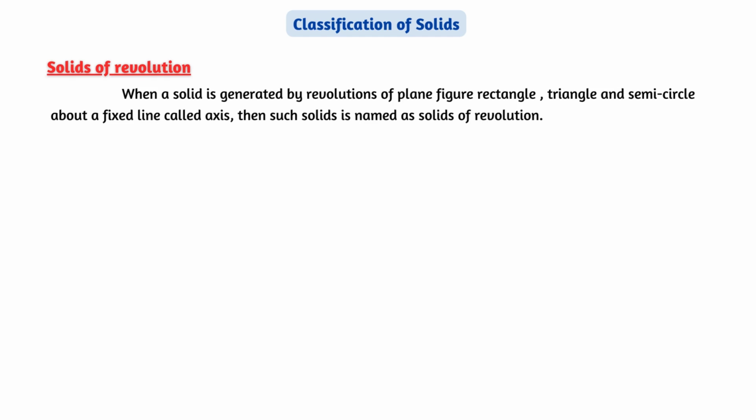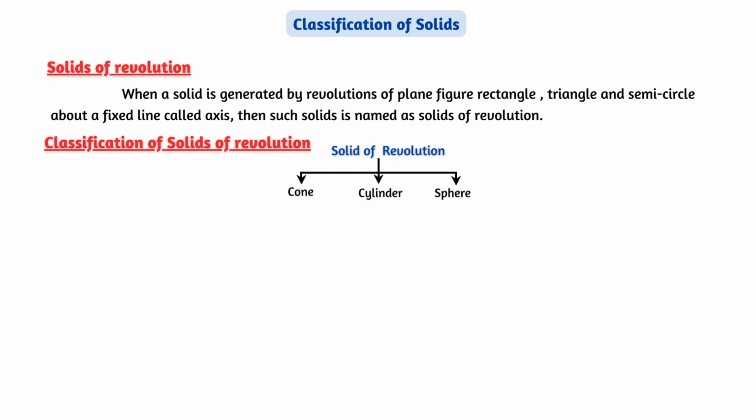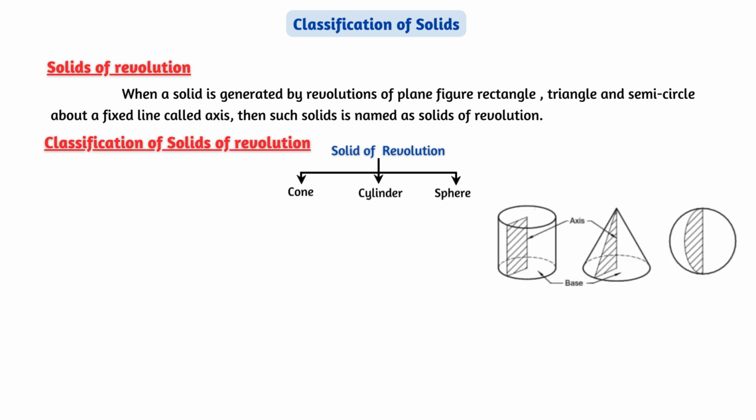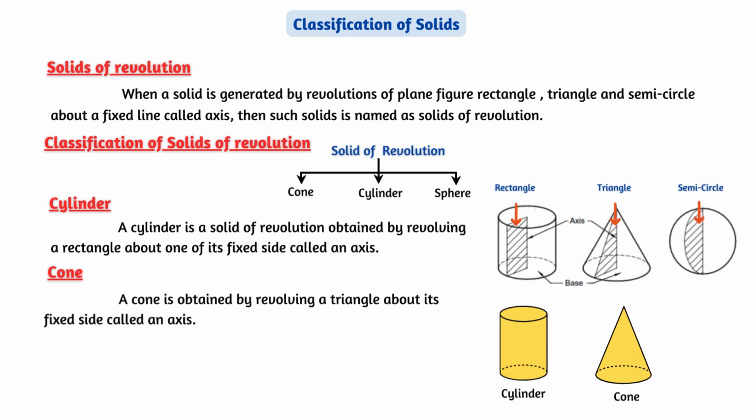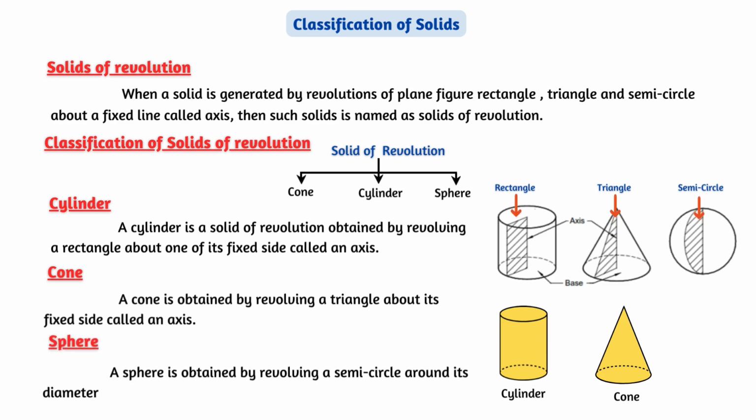We already know the solids of revolution are classified into cylinder, cone, and sphere. As you can see here, we have three planes: rectangle, triangle, and semicircle. A cylinder is obtained by one complete revolution of a rectangular plane about a fixed line called axis. A cone is obtained by one complete revolution of a triangular plane about a fixed line called axis. Similarly, a sphere is obtained by one complete revolution of a semicircular plane about a fixed line called axis.